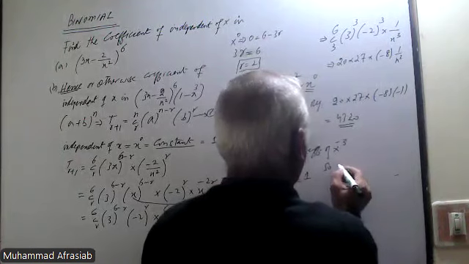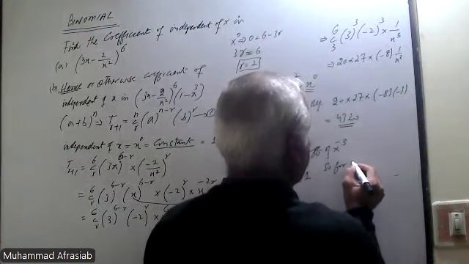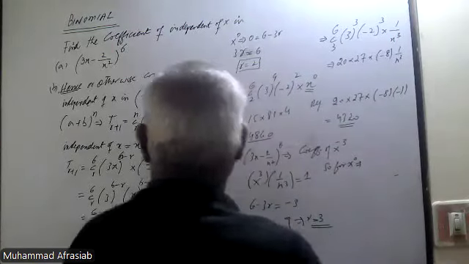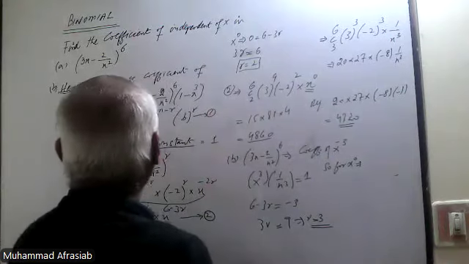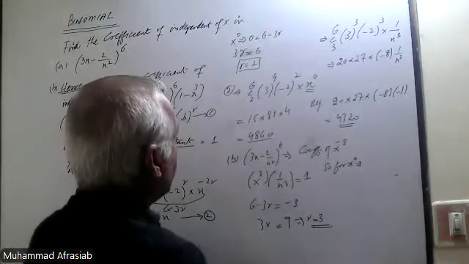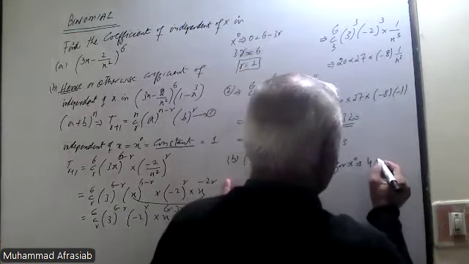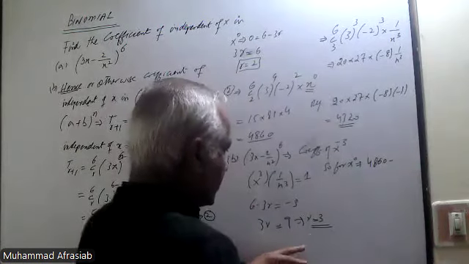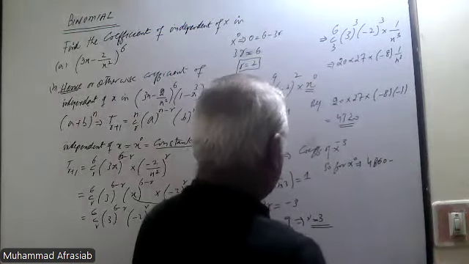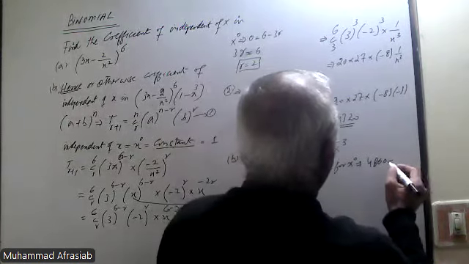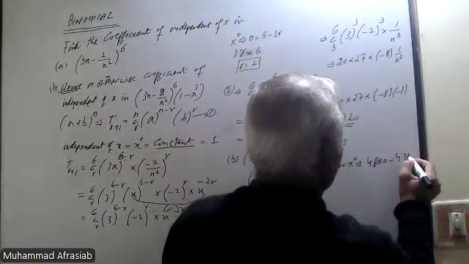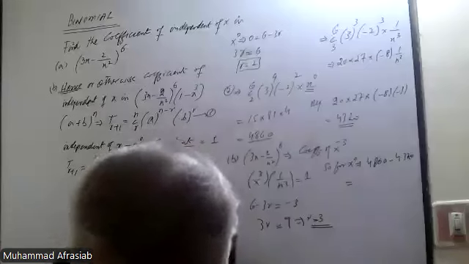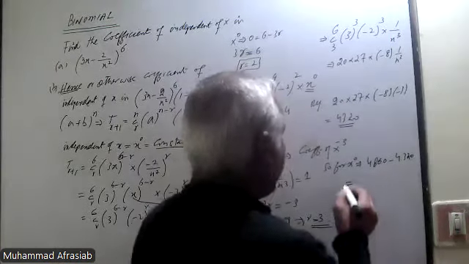So for independent of x, the coefficient will be equal to the first coefficient, that is 4860, minus this coefficient we have calculated, 4320, and that is equal to 540.